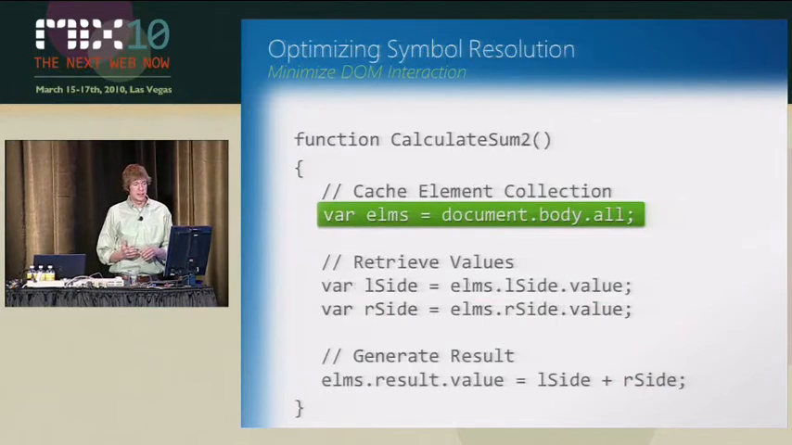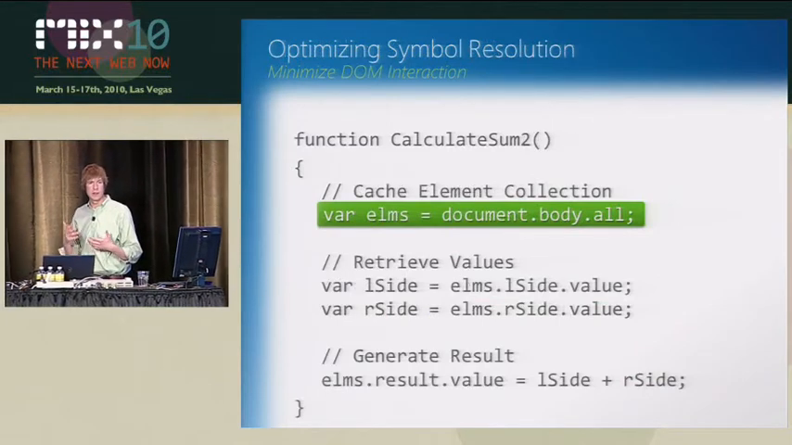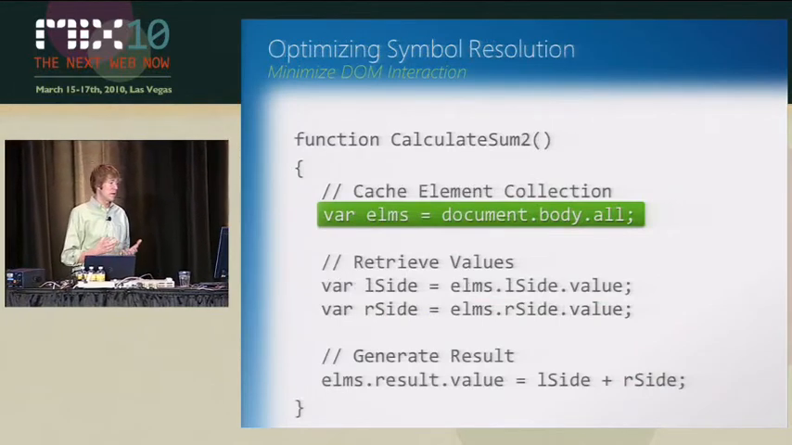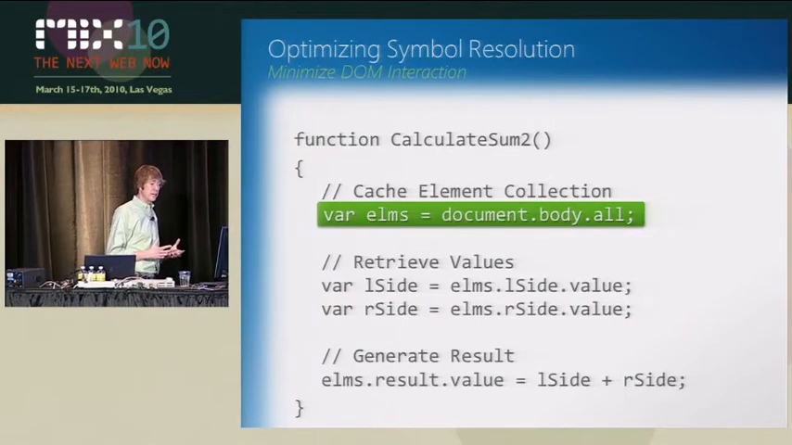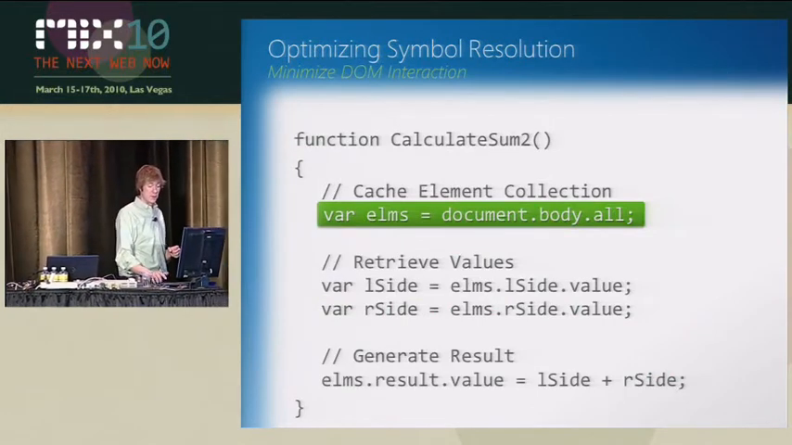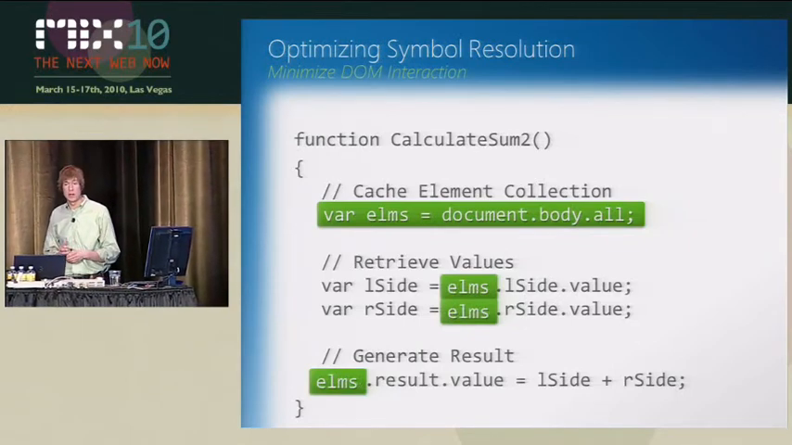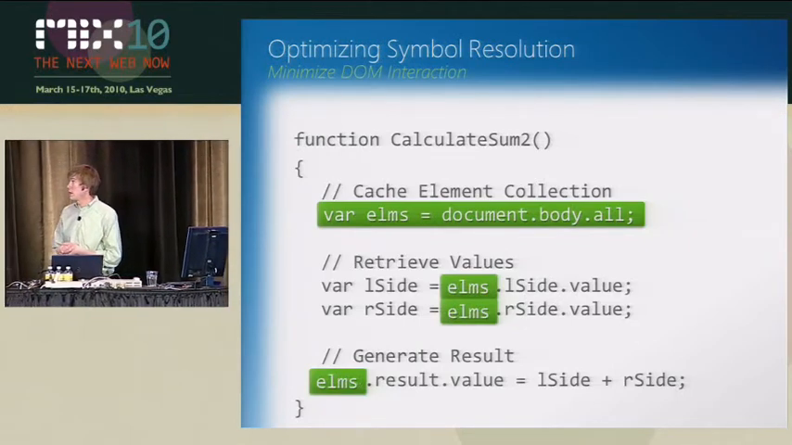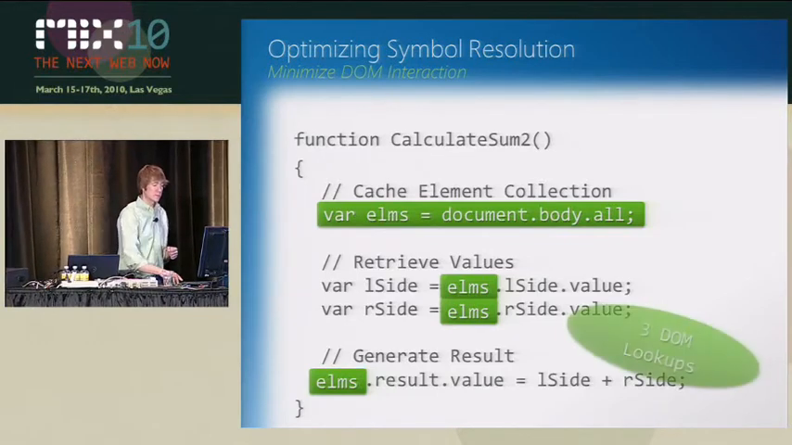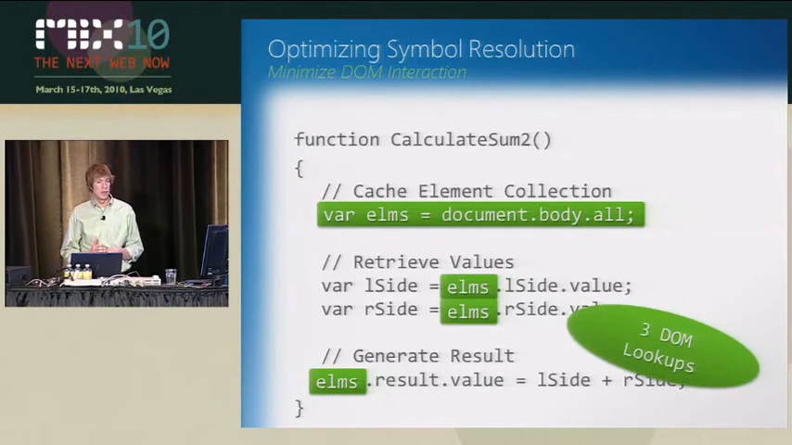The best practice is to cache those lookups locally whenever possible. So in this case, I have a variable elements, and I've cached that locally, and then I can reuse that later on inside of my function. And in doing so, I'm only performing 3 DOM lookups.